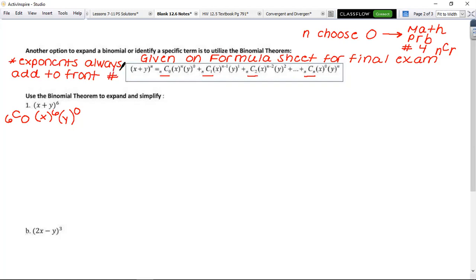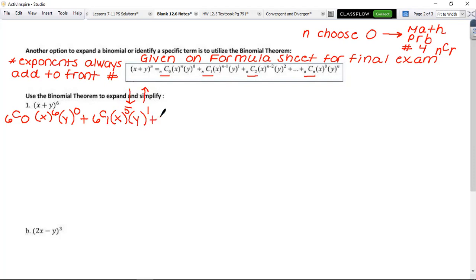Okay. Now I do the next term. So this is where I apply the pattern. The formula will tell you as well. The formula says now do n minus 1. So I do 6 choose 1. My first exponent decreases to 5, and my second exponent increases to 1. So again, this one goes down, this one goes up.